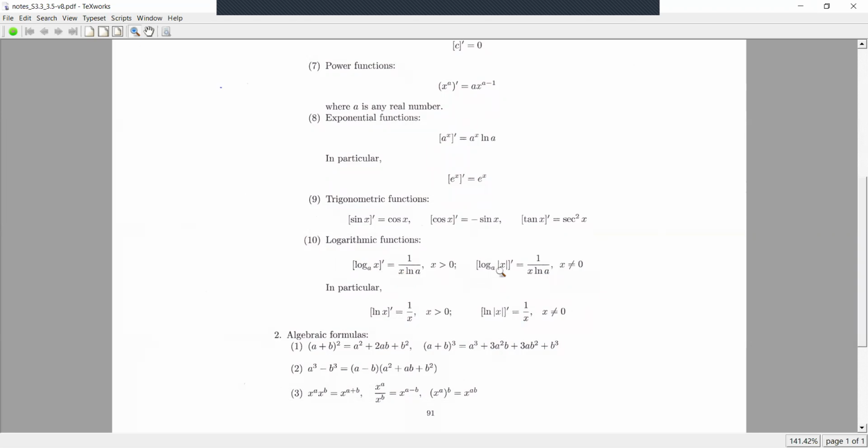The difference between these two formulas is in the domain. The domain for the first formula is positive x, and the domain for this formula is any number except 0. Special case, derivative of natural log is 1 over x. Derivative of natural log of absolute value of x is 1 over x.